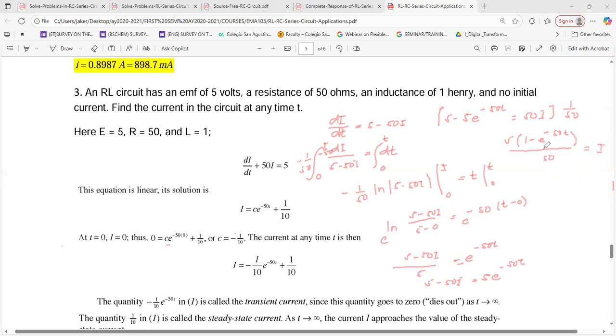So, if I switch places with this, that is what you will see, the direct way of solving it. So, the current in the circuit at any time t is equal to, so 5 over 50 is 1 over 10 times 1 minus e raised to negative 50t. So, that's the expression you're seeing here.